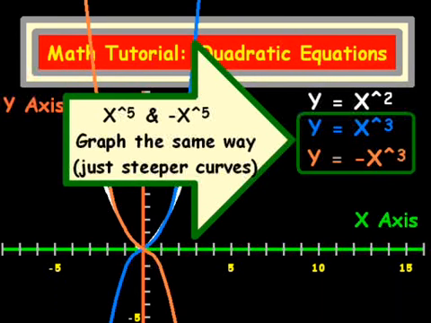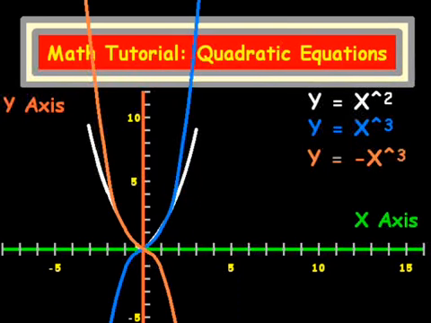Now the same principle holds for, let's say, x to the 5th or -x to the 5th, and x to the 7th, x to the 9th, x to the 11th, any odd numbers. We essentially graph those the same way. We just have steeper curves on the graph.